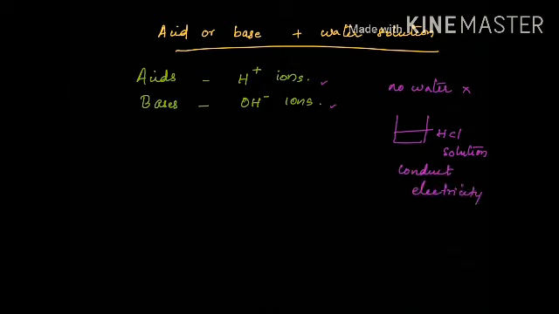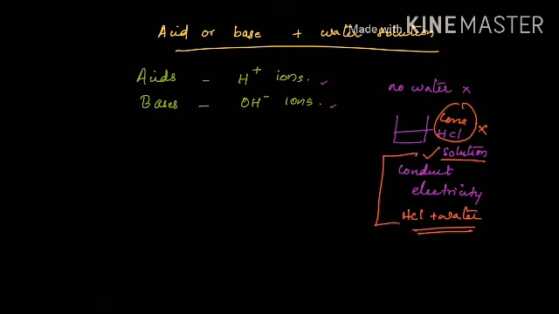But the most important point here is that we have taken HCl solution, not the concentrated HCl. We didn't take the concentrated HCl. Instead, we have taken the solution of HCl. Solution of HCl means HCl mixed in water, that we call the solution. So it contains water in it. That is why it is giving out the H plus ions.